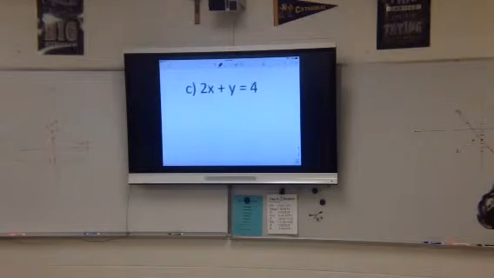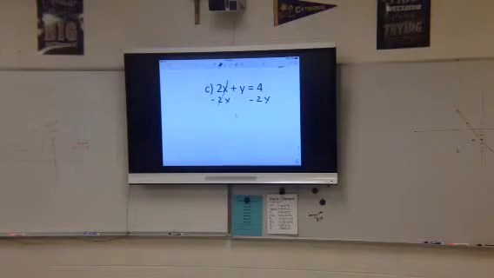Last problem. What are you gonna do on this guy? Sam? Subtract the 2x. Okay, so we're gonna subtract the 2x over. So y equals negative 2x plus 4. So what is your slope on this guy? Negative 2.